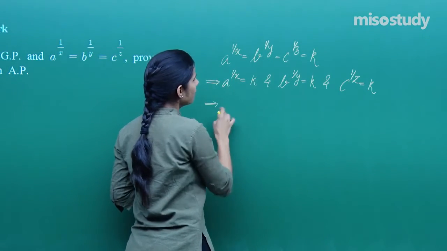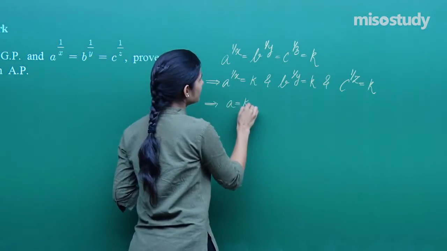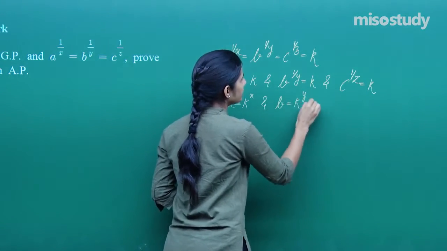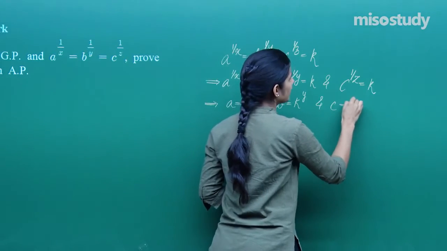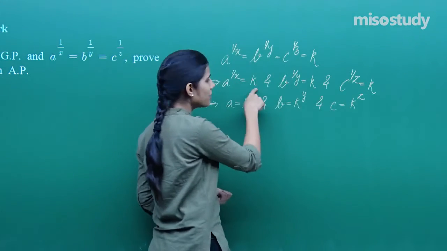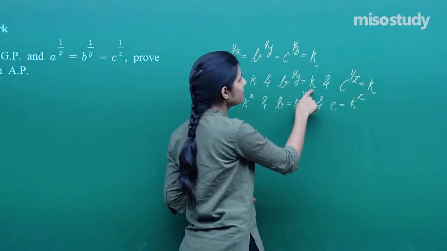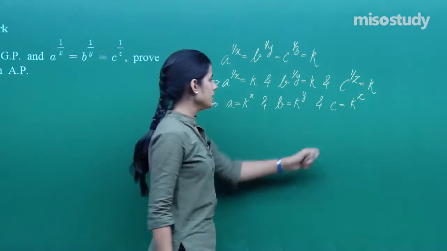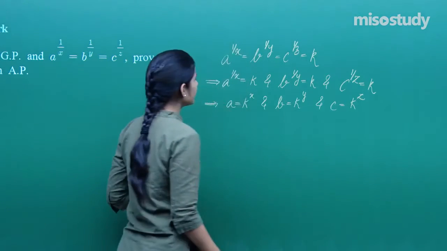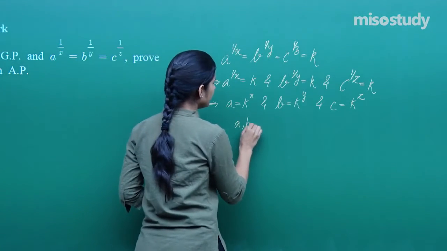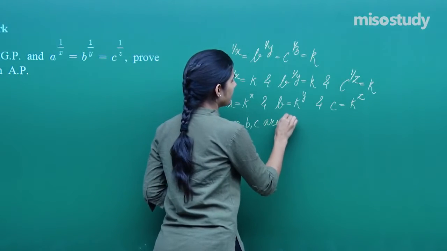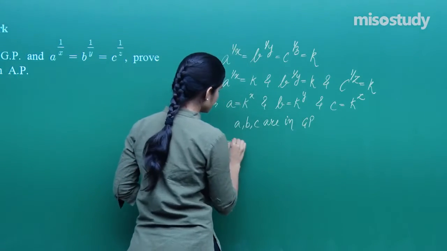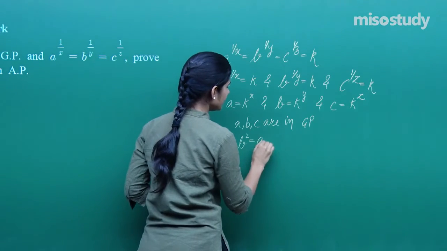If you take x power both the sides, you get a equals k to the power x, b equals k to the power y, c equals k to the power z. Here I have taken x power both sides, here y power both sides, here z power both sides. Now I am given a, b, c are in GP. This implies b square equals AC.